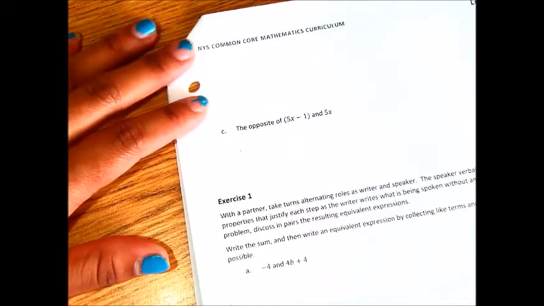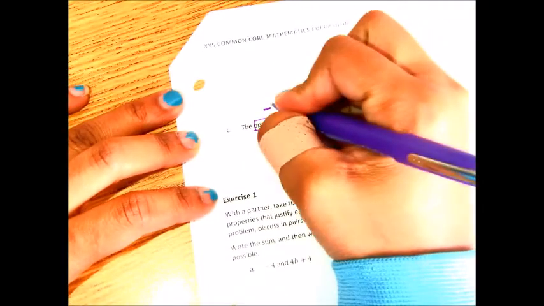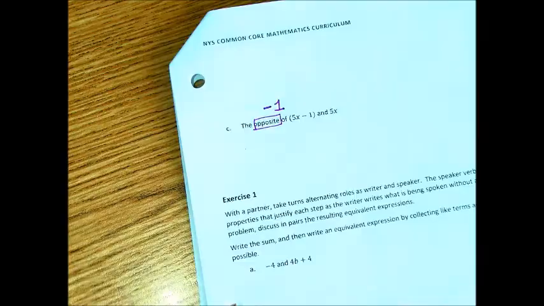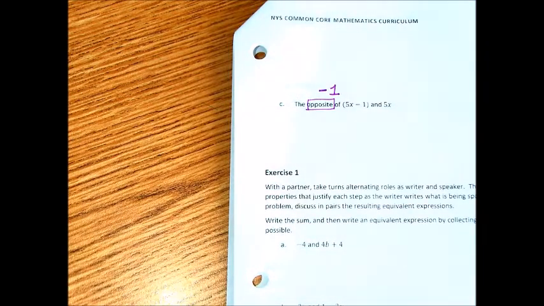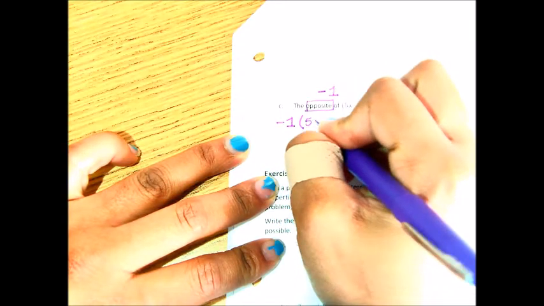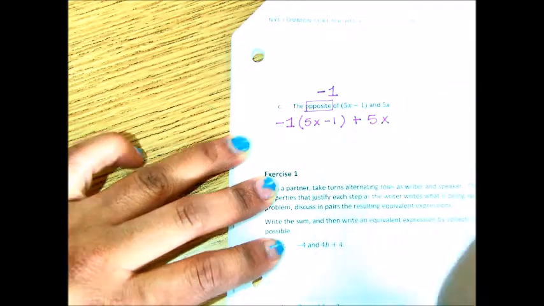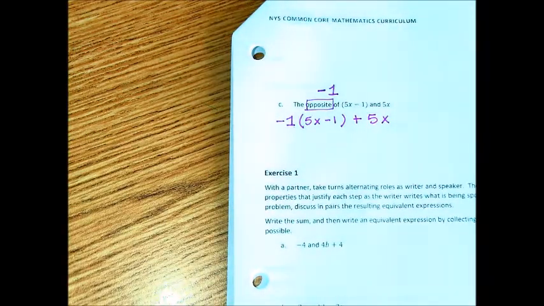Go to problem C. Problem C asks us to take the opposite of the quantity of 5x minus 1. Opposite would mean if it's positive, it becomes negative, and if it's negative, it becomes positive. Because I see that 5x minus 1 is already positive, I'm actually going to be multiplying that entire expression by a negative 1. So I want to do negative 1 times 5x minus 1, plus 5x. Remember, when I see a negative 1 outside the parenthesis, what does that tell me happens to each term inside my parenthesis?